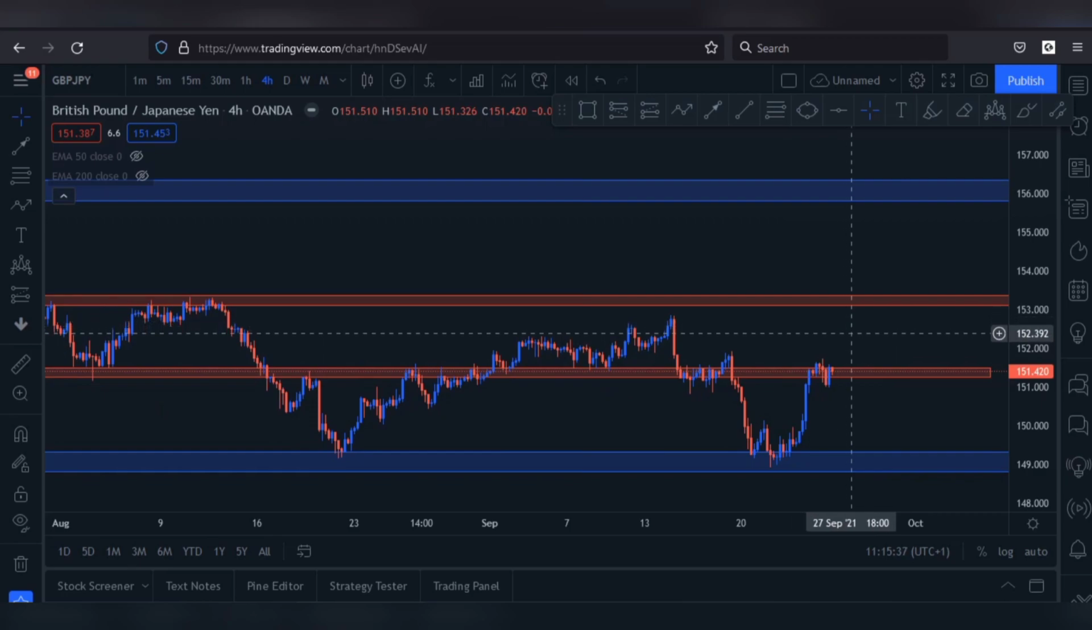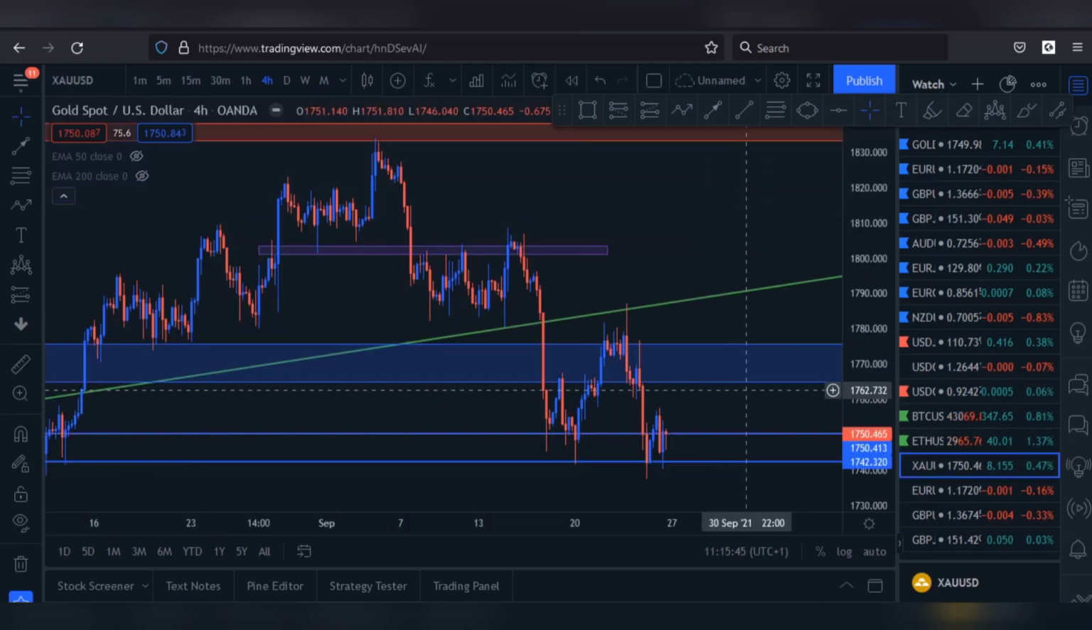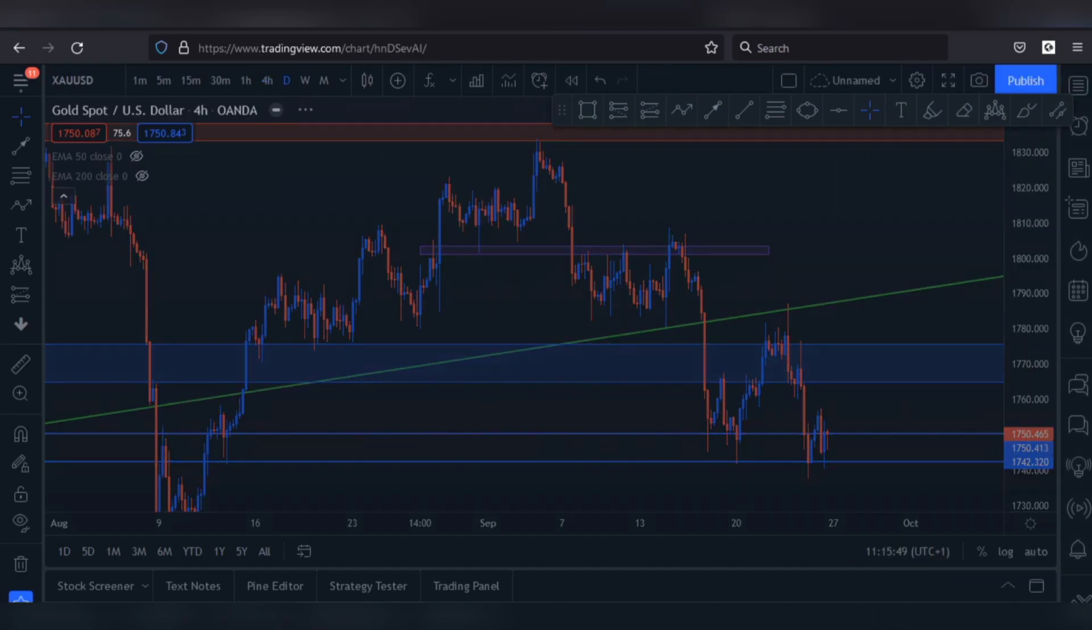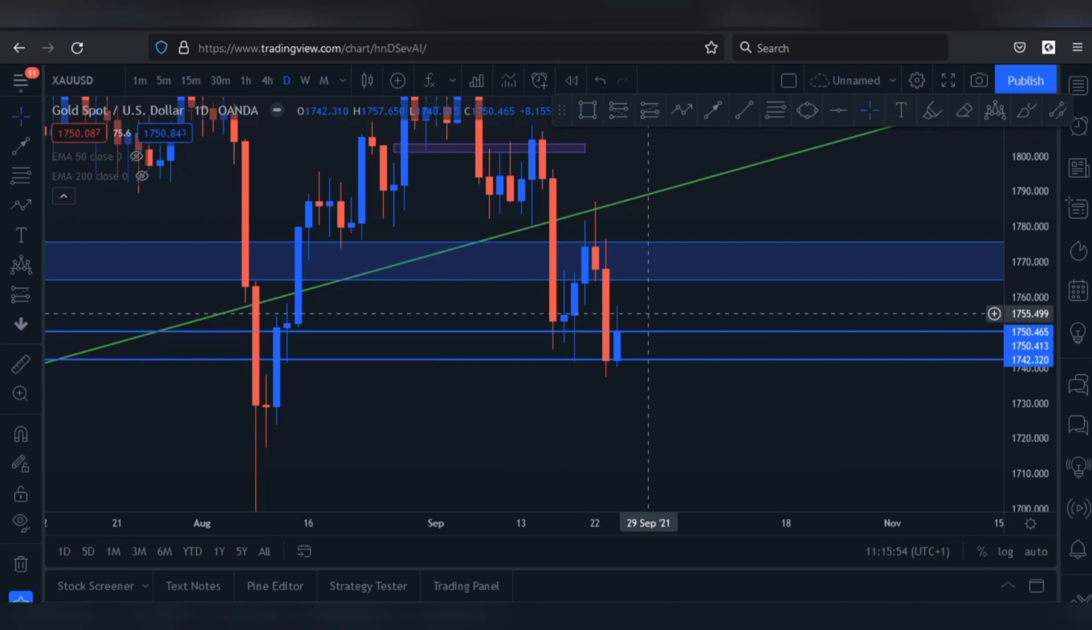And for gold, I'm just waiting for a break above or below the blue line that I indicated earlier. Okay, that's this blue line over here on the daily time frame. So once there is a close above this level, I'm buying. And if there's a close below this level, then I'm selling. Okay, so that's my analysis for this week.